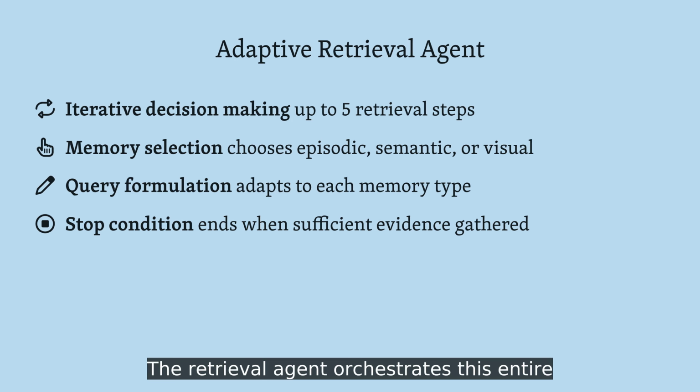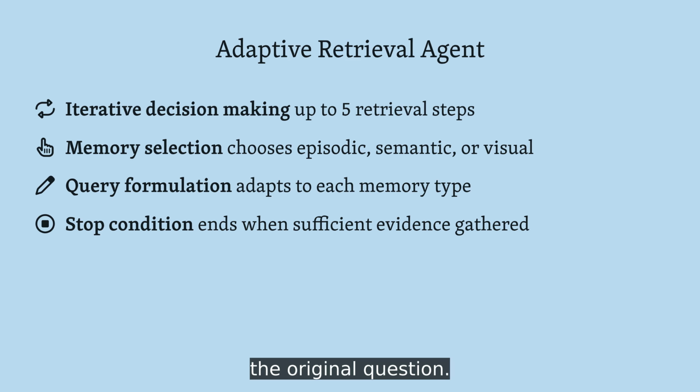The retrieval agent orchestrates this entire process through an iterative control loop. At each step, it decides which memory to query, formulates an appropriate search query, and determines when enough evidence has been gathered to answer the original question.